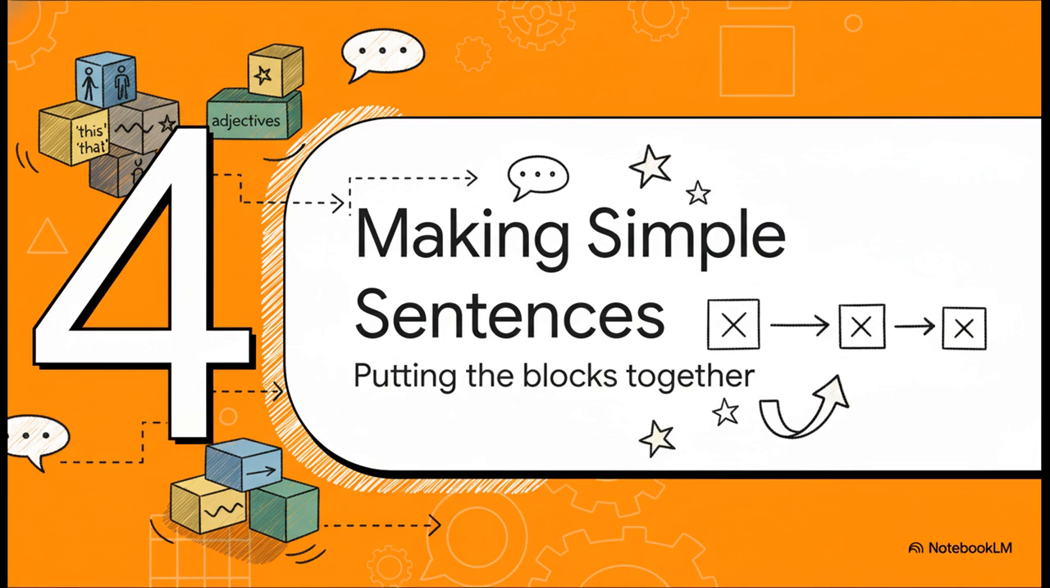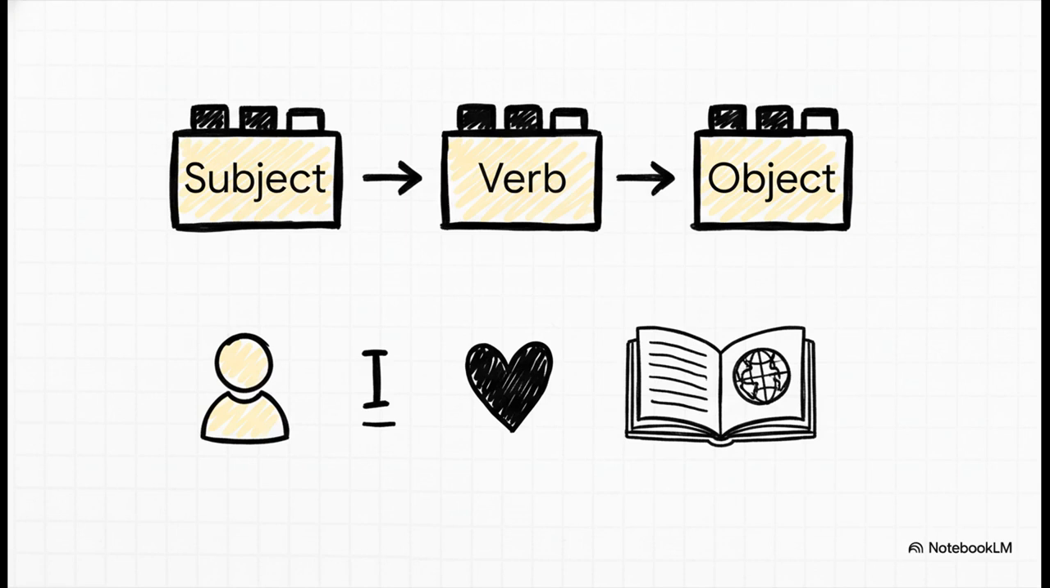So now we move to section 4, making simple sentences. We have all of our building blocks. We have pronouns like I and he. We have adjectives like blue. We have words like this and that. Now, it's time to put them all together. We are going to learn how to make our very first simple sentences in English. This is exciting.